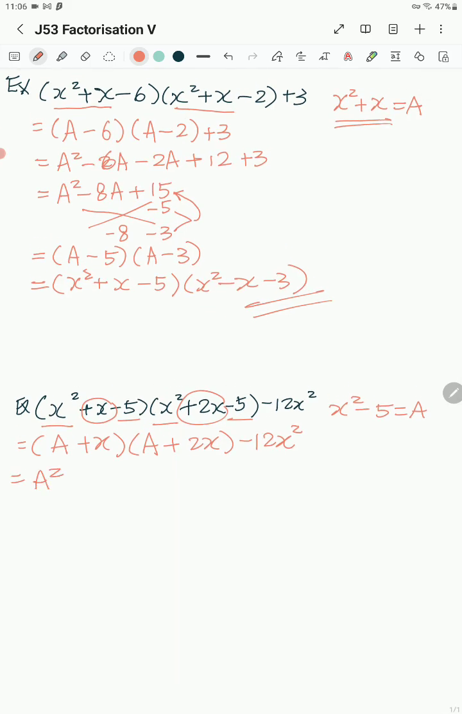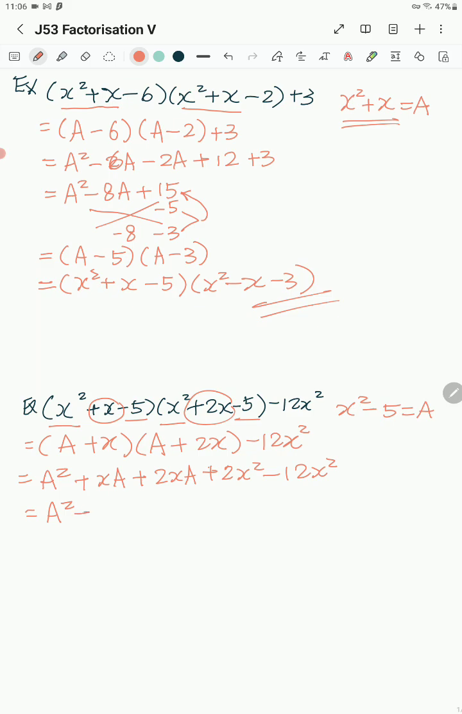We get a squared plus xa plus 2xa plus 2x squared minus 12x squared. Then we do the calculations. The expression becomes a squared plus 3xa minus 10x squared. Next step is to factorize this expression.